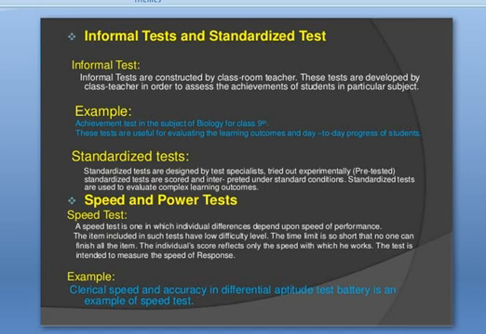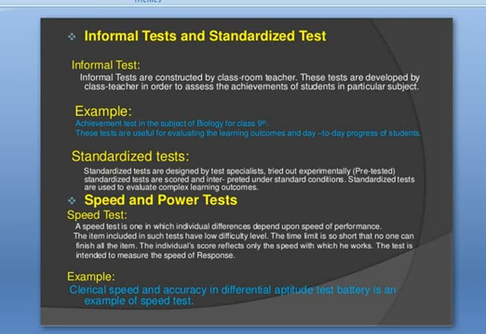Psychological tests are also classified into speed and power tests. A speed test is one in which individual differences depend upon the speed of the performance. The items included in such a test have low difficulty level. The time limit is so short that no one can finish all the items. The individual score reflects only the speed with which he works. The test is intended to measure the speed of responses.